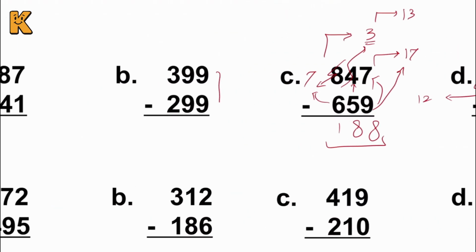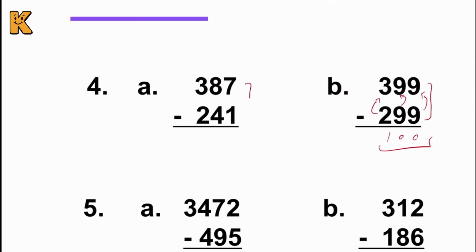I do have this very, very simple one. 399 subtracted by 299. 9 subtracted by 9, 0. 9 subtracted by 9, 0. 3 subtracted by 2, 100. Easy.